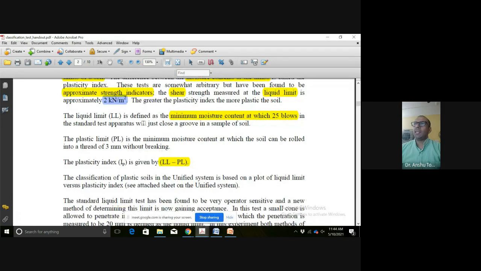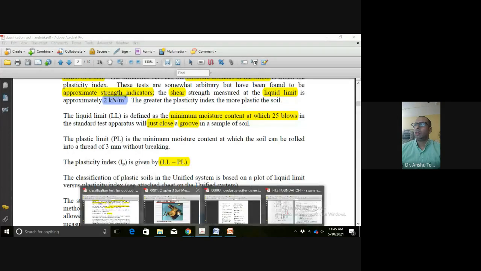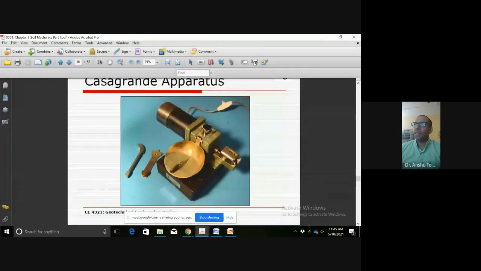The standard test apparatus will just close a groove in a sample of soil. Just close, that is, it is not going to merge, it is going to just close. The metal gap that you can see will stop being visible. This gap that is visible here will stop being visible.